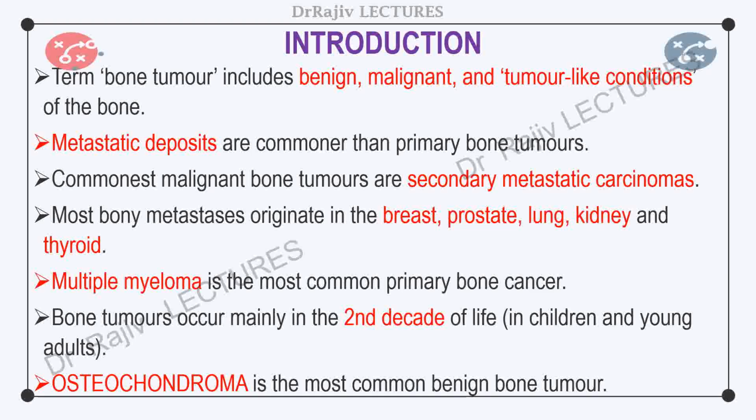They occur mainly in the second decade of life, that is, in children and young adults with a male preponderance. The most common primary bone cancers are multiple myeloma, osteosarcoma, chondrosarcoma, and Ewing sarcoma. Osteochondroma is the most common benign bone tumor, accounting for between 35 and 40% of all benign bone tumors. Most primary malignant bone tumors occur in children and young adults.